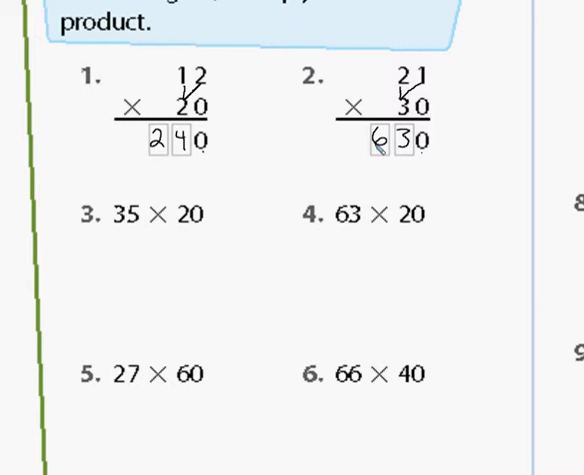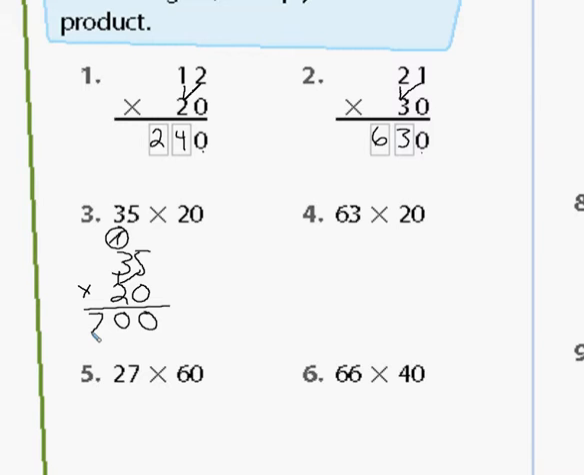On this one, we're going to set the problems up. On problem number 3, we're going to do 35 times 20. First step is bring down the 0. The next step is we're going to multiply 2 times 5 is 10. Carry the 1, and then we're going to multiply 2 times 3. 2 times 3 is 6, plus 1 is 7. So 35 times 20 is 700.